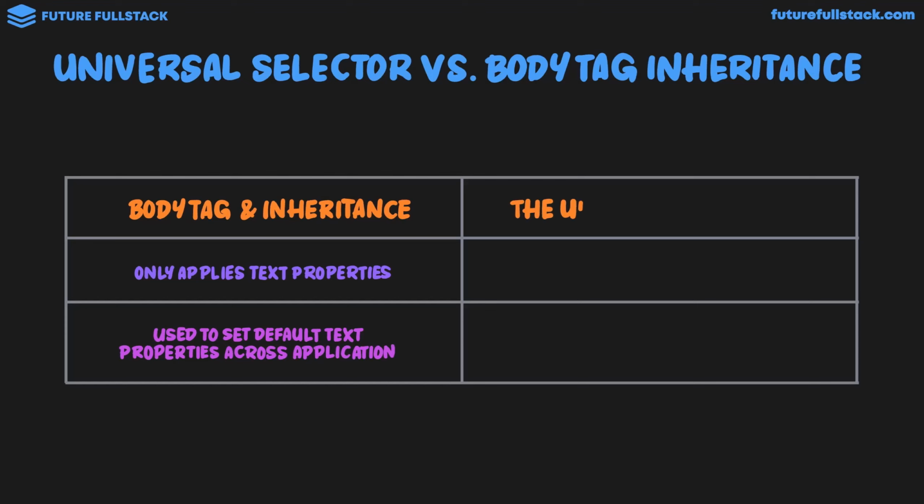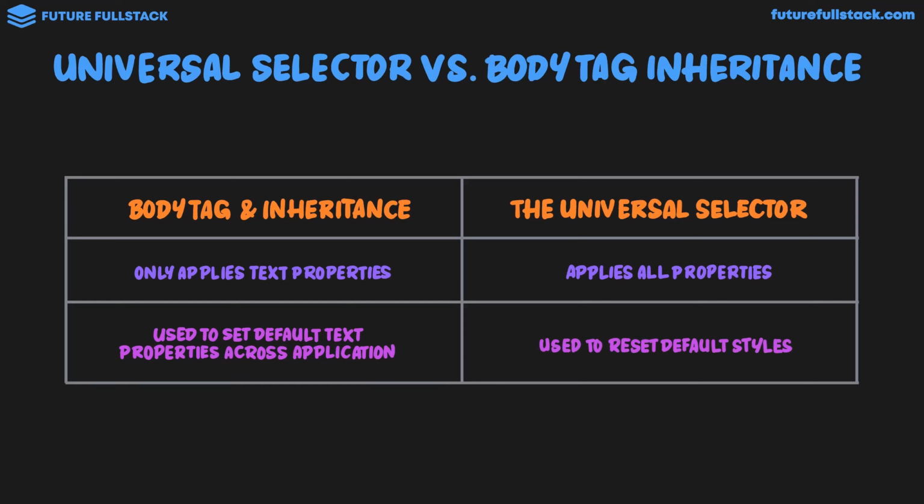On the other hand, the Universal Selector applies all properties to all elements throughout the application, not just text properties. The Universal Selector is primarily used to reset default styles, which again, we need to learn about box model properties to implement this. In a one-sentence nutshell, the body tag and inheritance is used to apply styles, whereas the Universal Selector is used to remove styles. So that's probably the easiest way to think about it. Body tag and inheritance, adding text styles. Universal Selector, removing default styles.